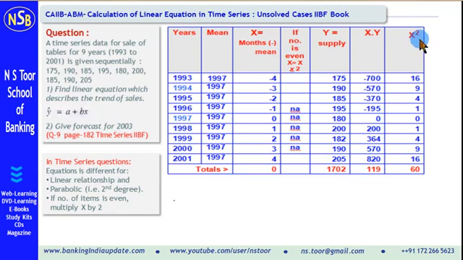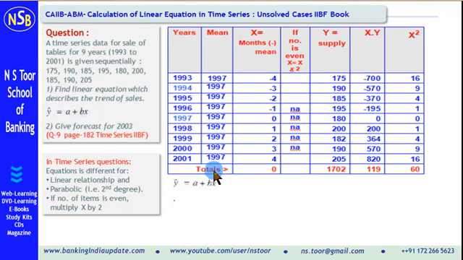Then we calculate the value of x square. Minus 4 into minus 4, we get 16. Minus 3 multiplied by minus 3, we get 9. In this way, we calculate the x square value for all the years. Then we also total it up. Now, based on this information, we shall make the calculation.